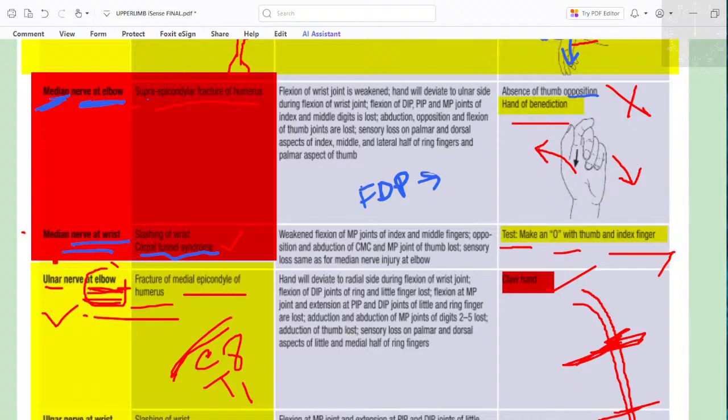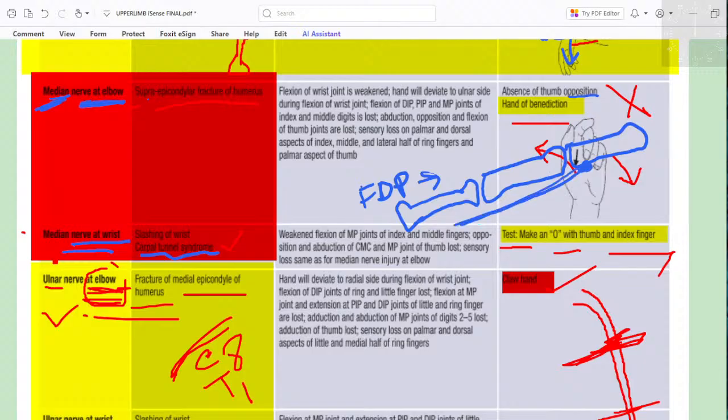In our finger, suppose this is the joint, this is a phalanx, this is another phalanx. How many phalanges do we have in, suppose, the index finger? Three. So the FDP actually inserts at the base of the distal phalanx. Okay, base of the distal phalanx here.